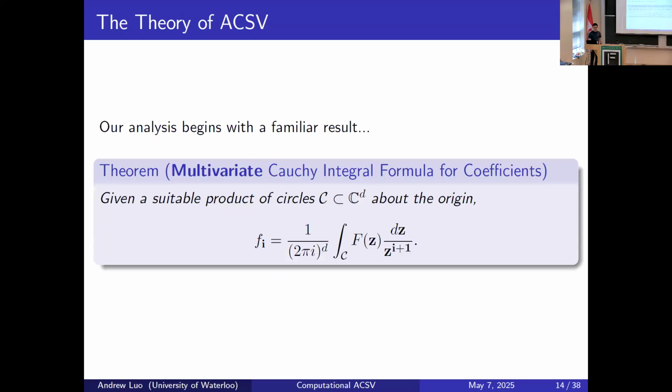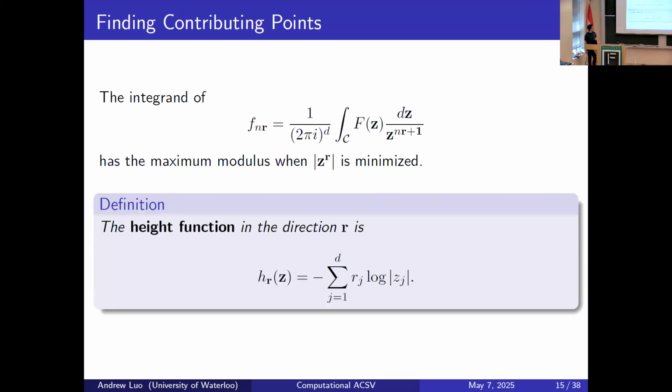Before we go over more examples, just a quick recap of the theory behind how all of this works. It's similar to the univariate case. We have a multivariate analog of the Cauchy integral formula, where instead of integrating over a circle around the origin, we're integrating over a product of circles in each coordinate axis. And one thing to note here is that in this integrand, the only place where the n appears is in the denominator, the z to the nr over here.